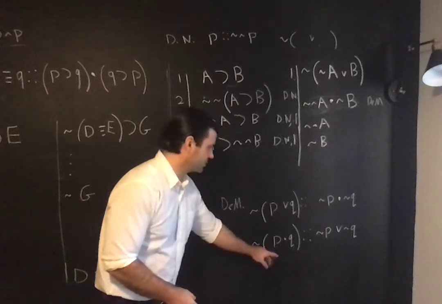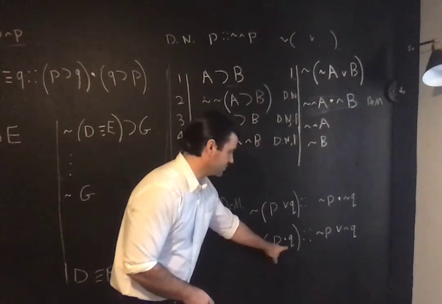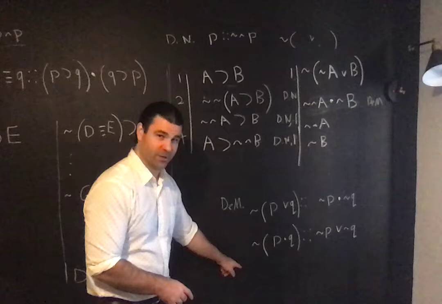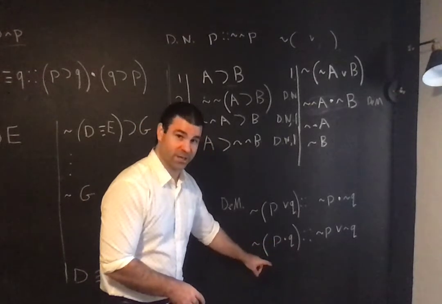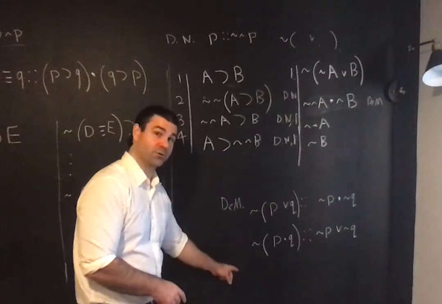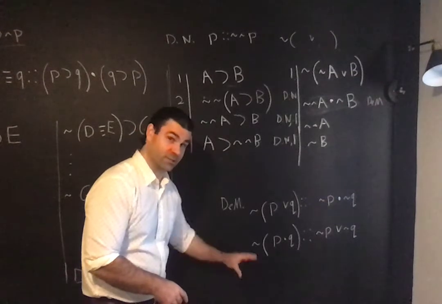That is, distinguishing when the conjunction happened and when the negation happened, right? This is a negated conjunction. It's a very different formula from, say, a conjunction with the left conjunct negated. That's something else. That's not this.